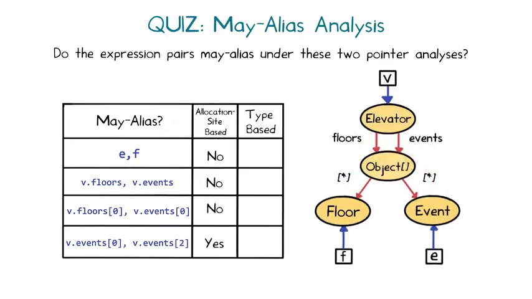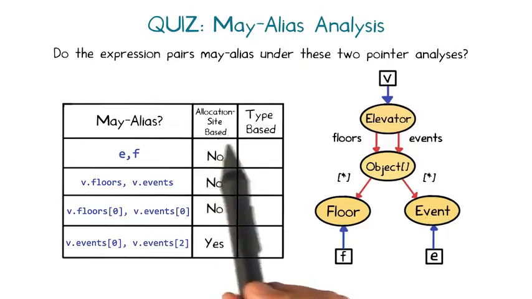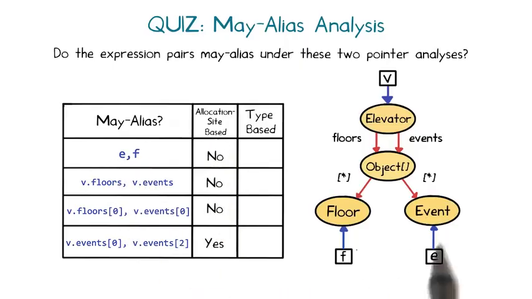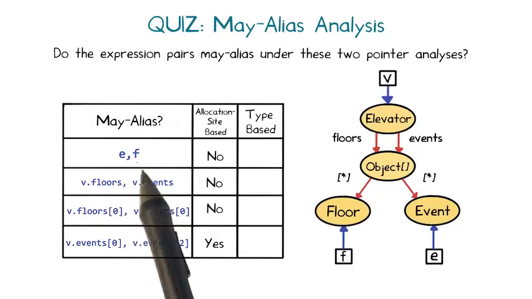Now let's look at the points-to graph that the chaotic iteration algorithm generates for the type-based heap abstraction scheme. As before in the allocation site-based abstraction, E and F point to two different nodes. This means that we can be certain that E and F point to objects of different types, and so we can answer the question, may E and F alias, by no.